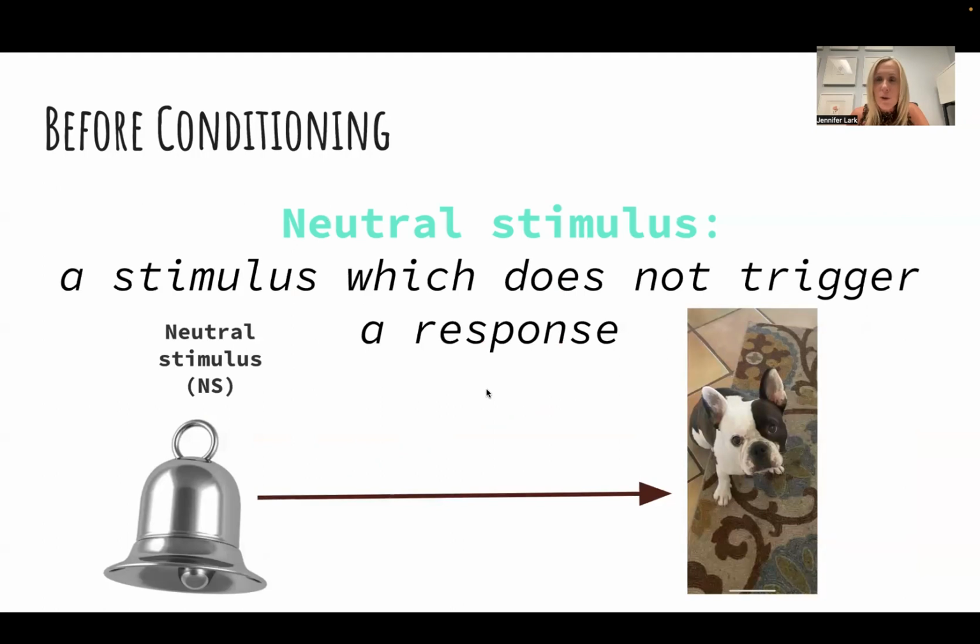Before learning occurs, before conditioning happens, a neutral stimulus is a stimulus that does not trigger a response in the learner. So before any sort of conditioning would occur, if you shake a bell at a dog, it's not going to drool because that doesn't happen in nature.